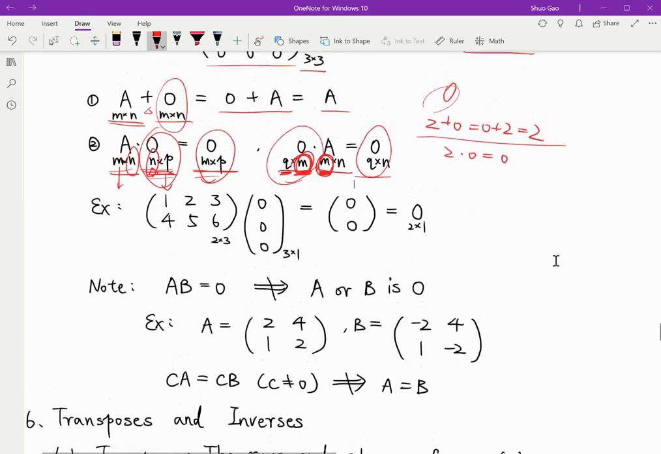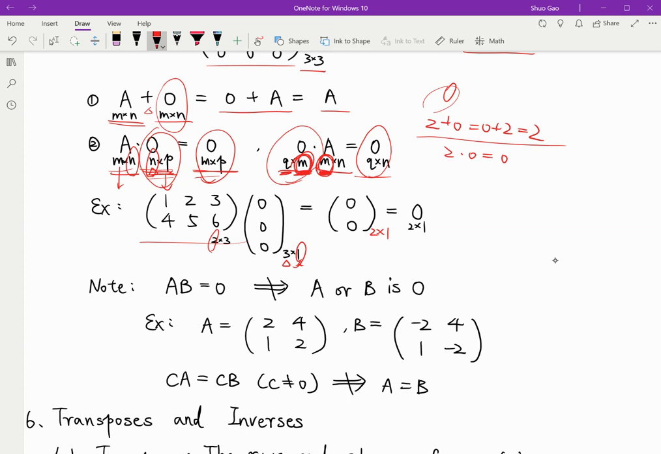Okay, let's see some examples. Again, A is 1, 2, 3, 4, 5, 6. It's a 2 by 3 matrix. And the null matrix that's conformable should be of dimension 3 times something, right? So we just say it's 3 by 1. If it's 3 by 1, then it's a column vector, and all the elements here are 0. And the result should be a 2 by 1 matrix, right? A 2 by 1 matrix.